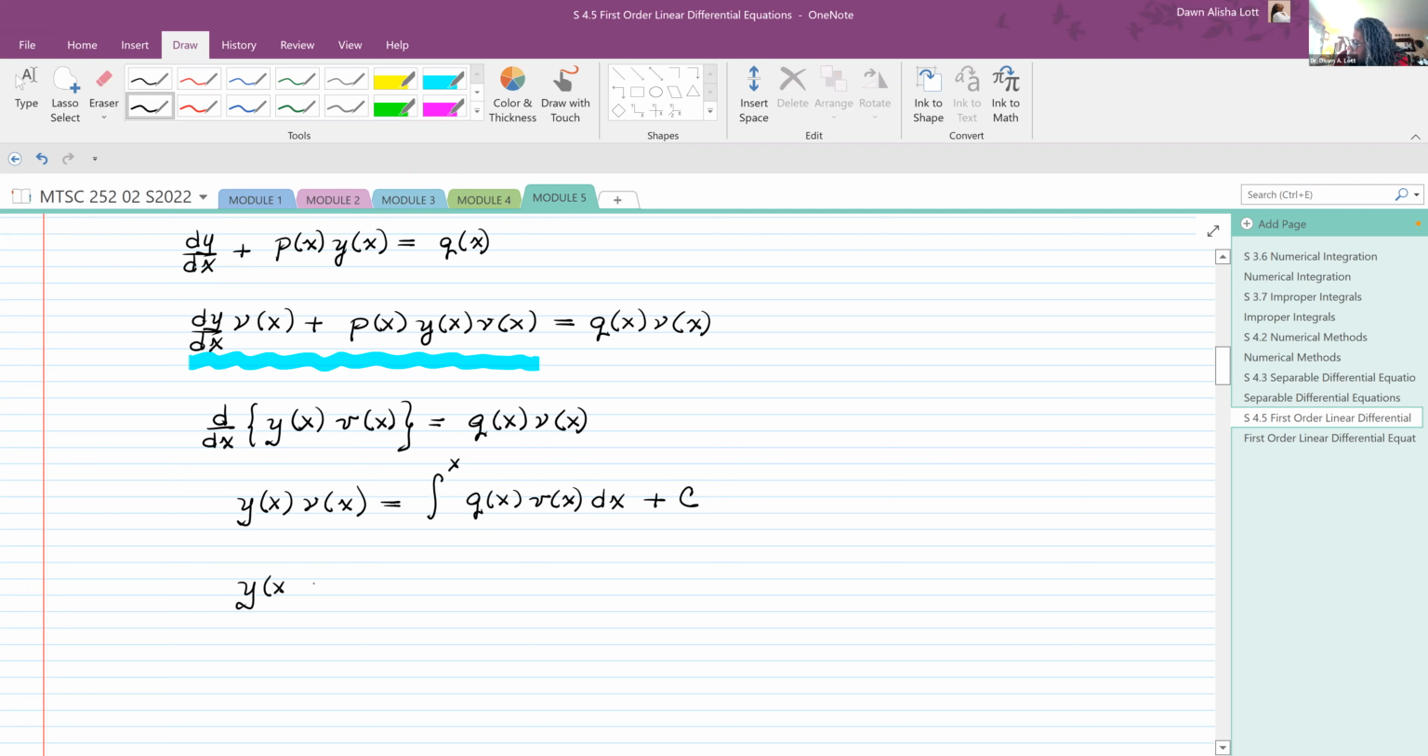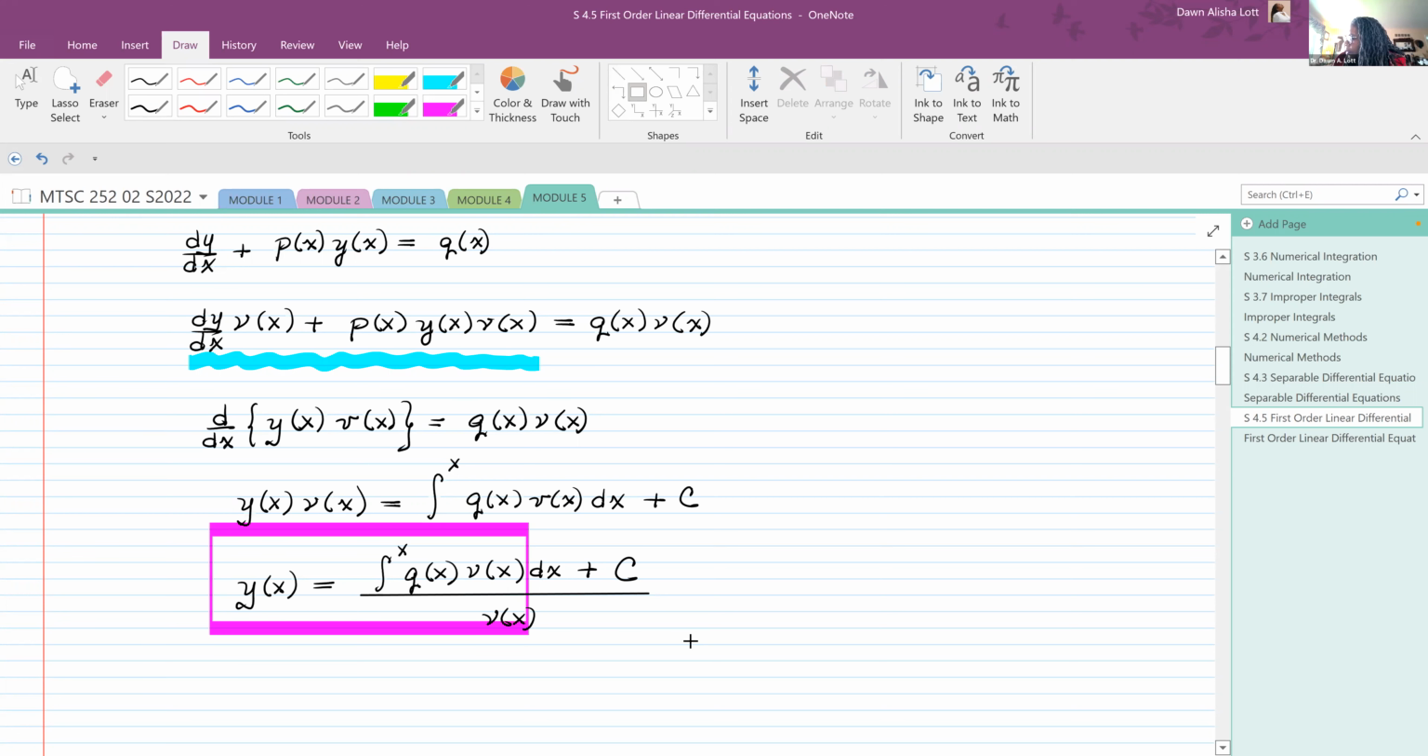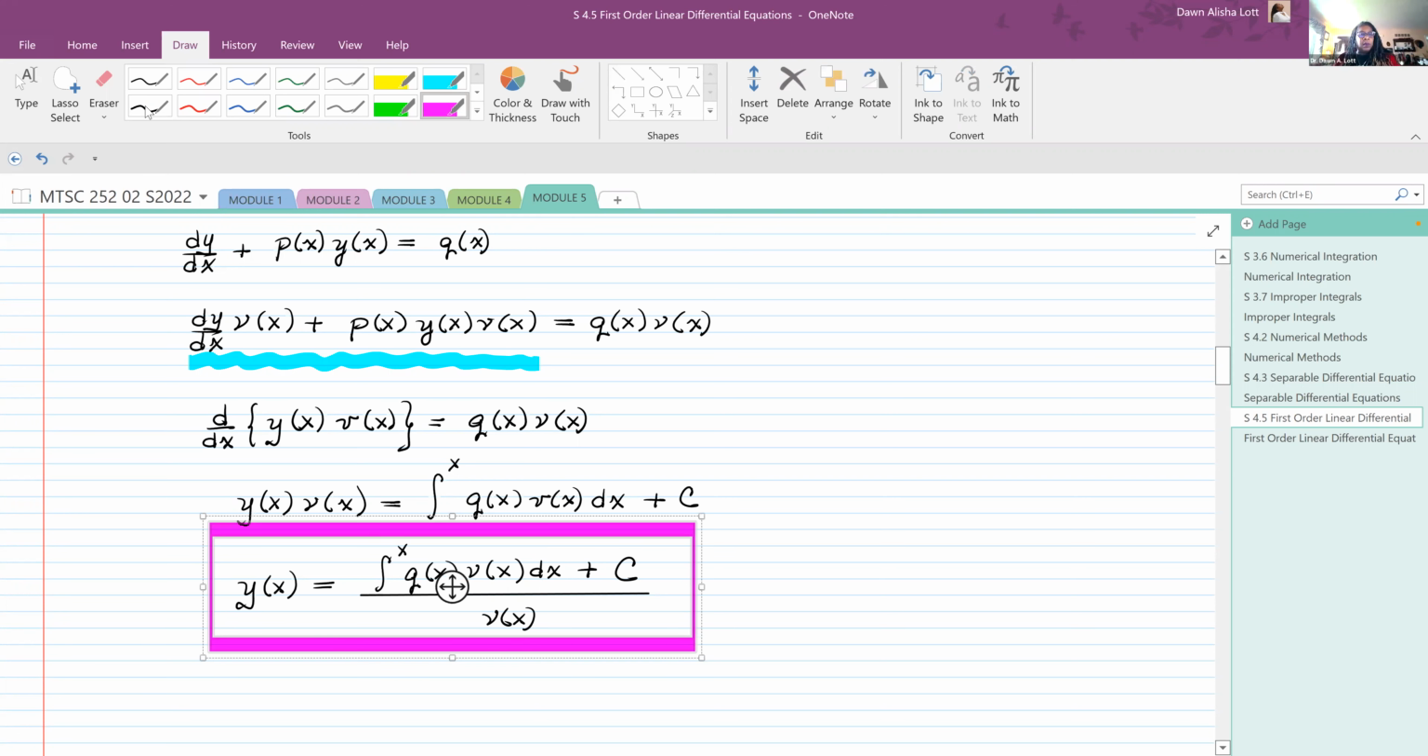There's the solution. Y of x is the integral to x of q of x, v of x dx plus a constant, that whole thing divided by v of x. So that is the solution to the differential equation.